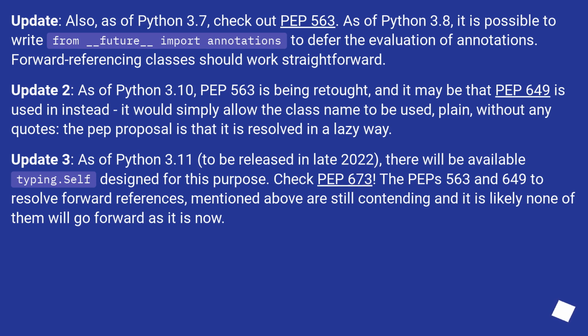Update 2: as of Python 3.10, PEP 563 is being reconsidered, and it may be that PEP 649 is used instead. It would simply allow the class name to be used, plain, without any quotes. The PEP proposal is that it is resolved in a lazy way. Update 3: as of Python 3.11, to be released in late 2022, there will be available typing.Self designed for this purpose. Check PEP 673. The PEPs 563 and 649 to resolve forward references, mentioned above, are still contending, and it is likely none of them will go forward as it is now.